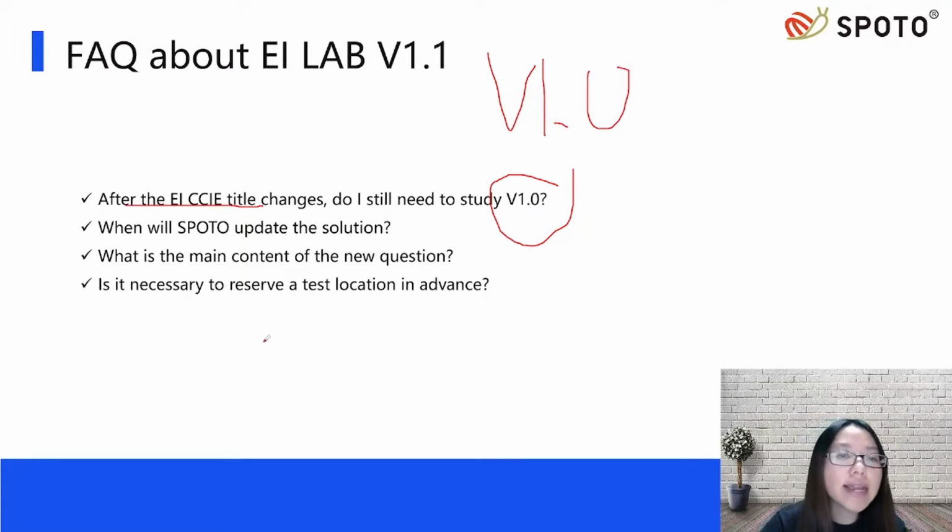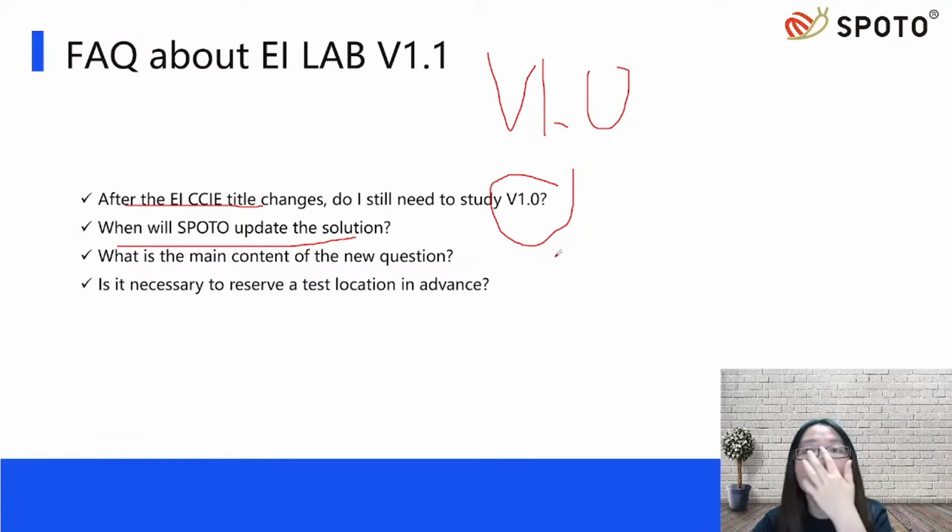Second, when will SPOTO update the solution? I think many friends are most interested in this question. We are already updating EI Lab version 1.1, so you can always trust SPOTO, and there will be good news soon. You can contact your CCIE tutor at any time to confirm the specific update progress.